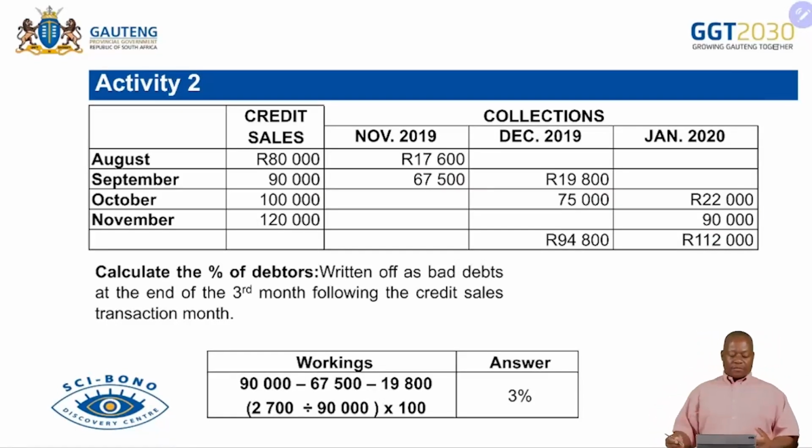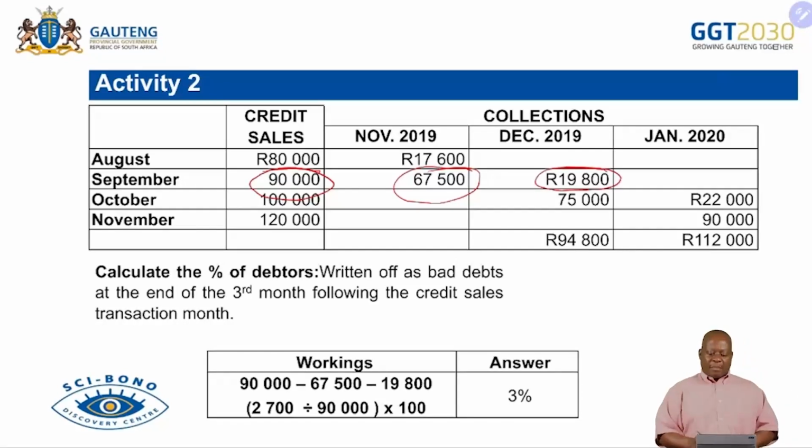Good. Now, they also wanted us to calculate the percentage of debtors that are going to be written off. Now, what are they saying here? If you check, we are having September, for example. Let's go to September. How much are the credit sales for September? It's 90,000. Can you see that? And then in November, we are going to receive 67,500. And in December, we are going to receive 19,800.